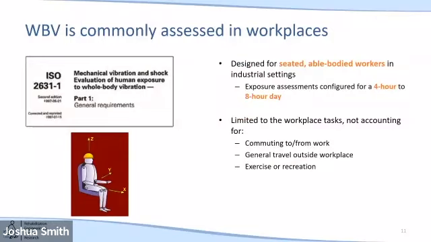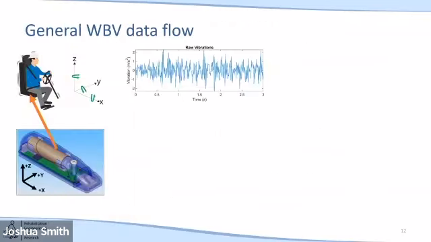So I'm going to start by talking about some tools that are already out there to assess whole body vibrations. The first comes from the International Standards Organization, ISO 2631-1. Now this was designed predominantly for use in the workplace. So looking at able-bodied seated employees sitting on industrial machinery for 4 to 8 hours per day, right? Unfortunately, these are limited assessments to the workplace, so it doesn't factor in your commute to and from work or the recreation you do once you get home, right?